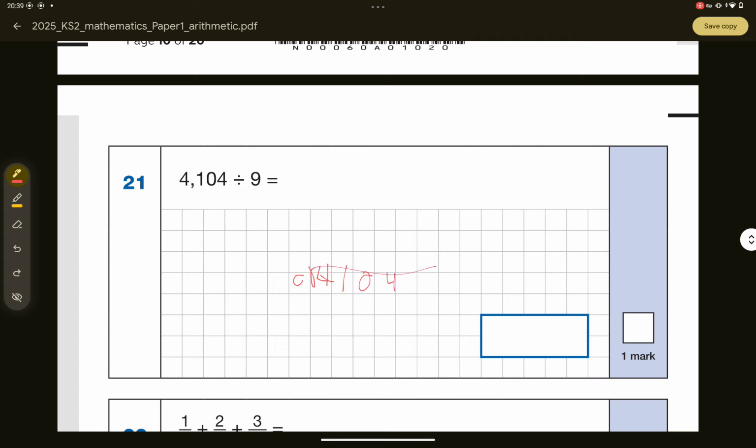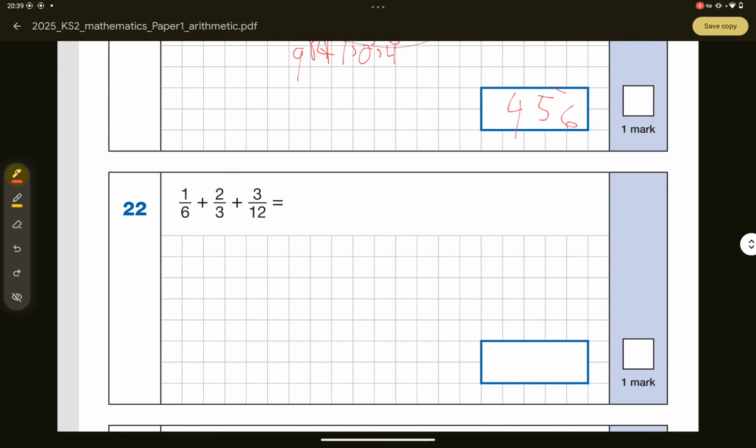So divide by 9, 0, 41, because we carry the 4 to the 1. 41, that's 4, 5, then that's 5, and then 5, 6. 4, 5, 6 is the answer.